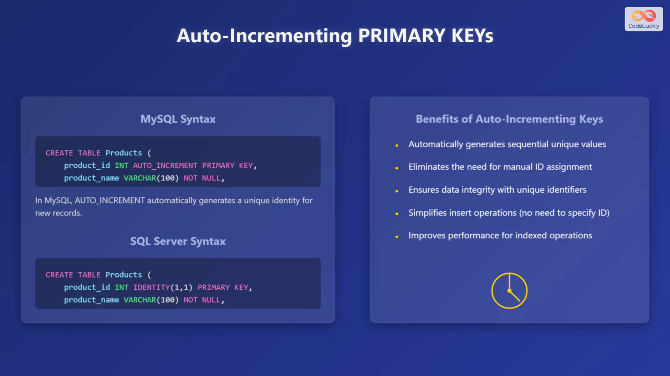Now let's see the SQL Server syntax. The script is CREATE TABLE products (product_ID INT IDENTITY(1,1) PRIMARY KEY, product_name VARCHAR(100) NOT NULL, price DECIMAL(10,2)); In SQL Server, the IDENTITY function is used to achieve the same result.